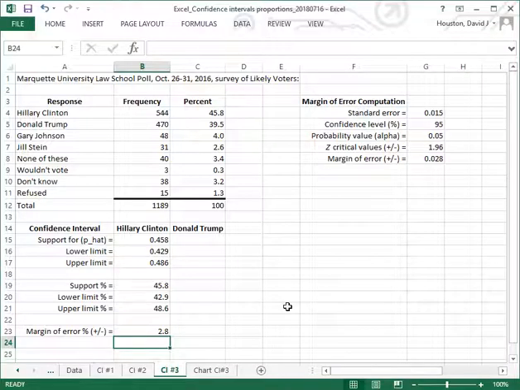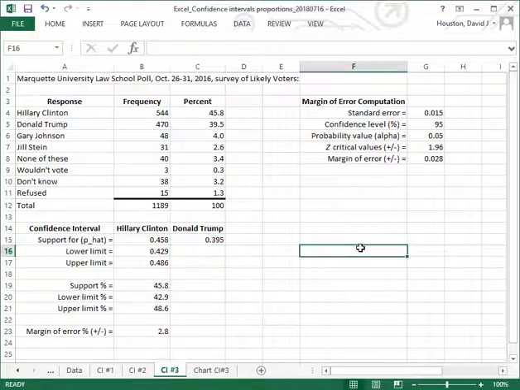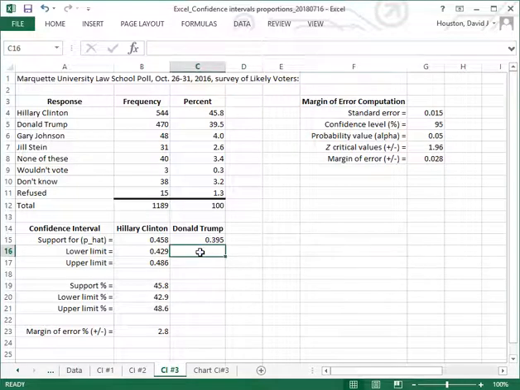Now for this last example, I'm going to continue with the example I worked with in example number 2 here. And now I'm going to construct the confidence interval for Donald Trump. So click on the cell underneath the heading Donald Trump, but across from support for, in this case, P hat for Donald Trump. So equal, click on the cell that has the frequency count for the number that indicate they would support Trump if the election were held today, divided by the total sample size, and there we see 0.395 proportion of the sample would support Trump if the election were held today.